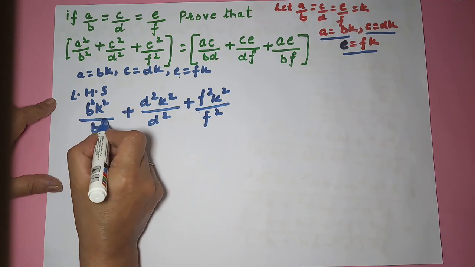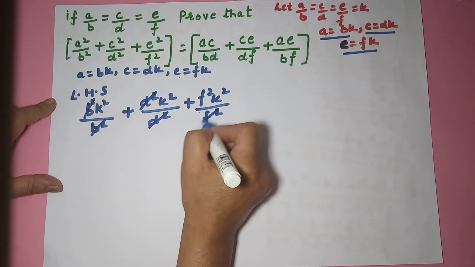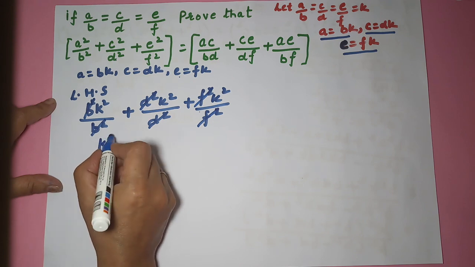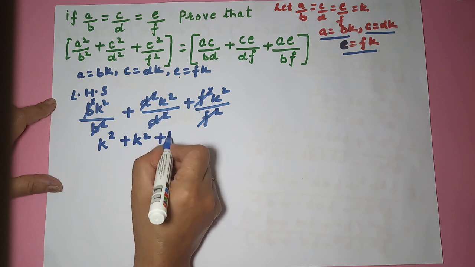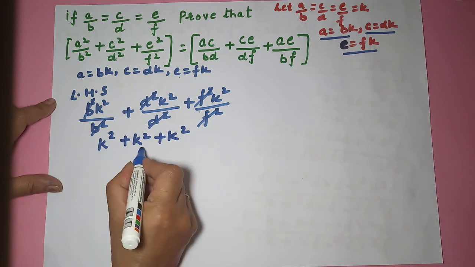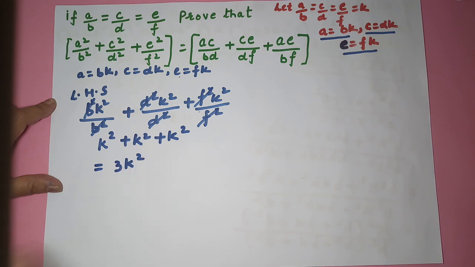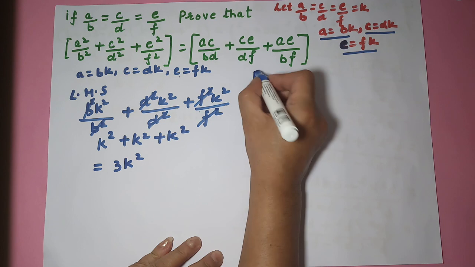Okay, now what will I do? I'll cancel B square and B square, D square and D square, F square and F square. So what am I left with? I'm left with K square plus K square plus K square. So K square plus K square plus K square is equal to 3K square. Fine. Let me check what I will get in the right hand side.